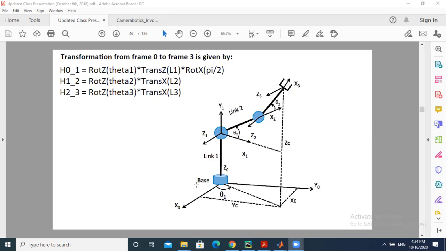That's going to be what? Rotation about Z by theta 1. So now your X0 is along X1. Then you translate about Z by L1. Then you rotate about x by pi over 2, right?